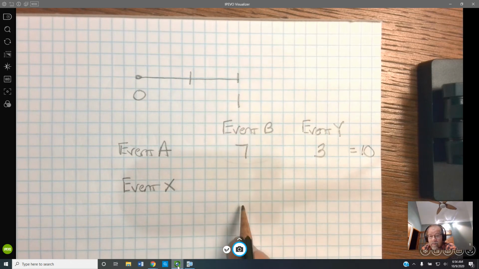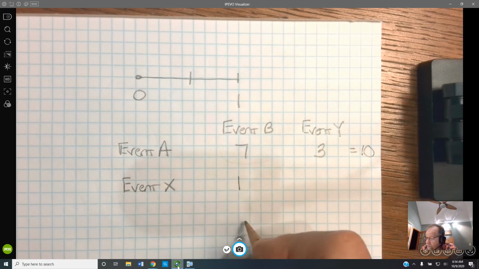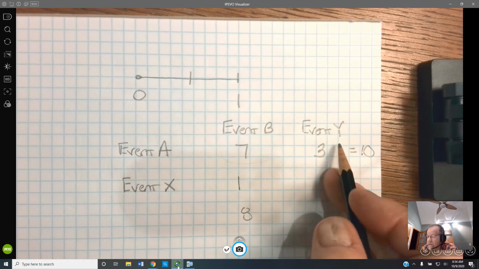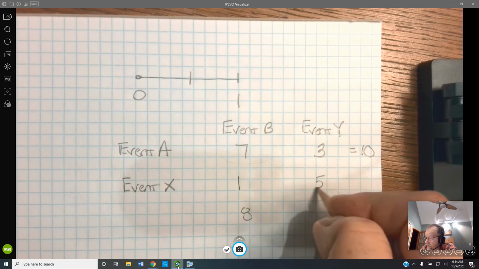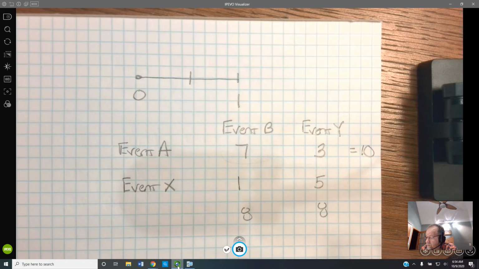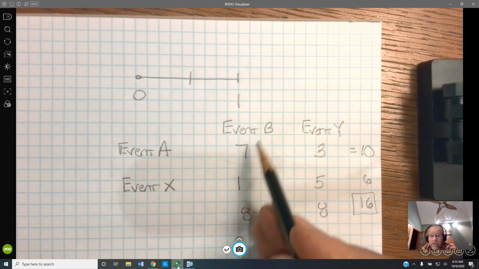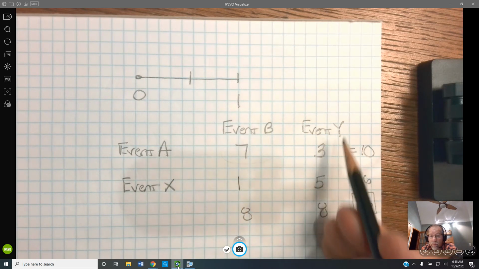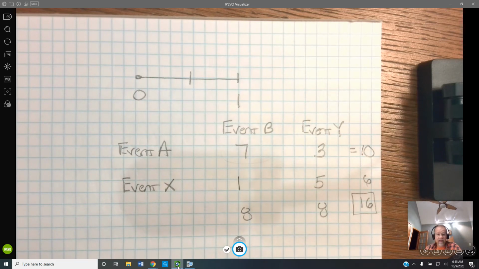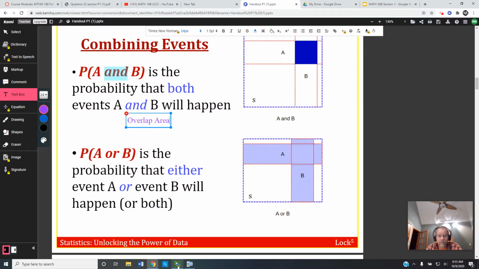If we look at event B, it could have 7 things, maybe 1 thing here, so a total of 8. And event Y could have 3 things here, and let's put 5 here, for 8. Well, we can see that the total here is 16, no matter how we look at it. The total sample space is 16. And if we look at X and Y, then X and Y are 5. X and B are 1. A and B are 7. A and Y are 3. The "and" notation indicates the intersection.